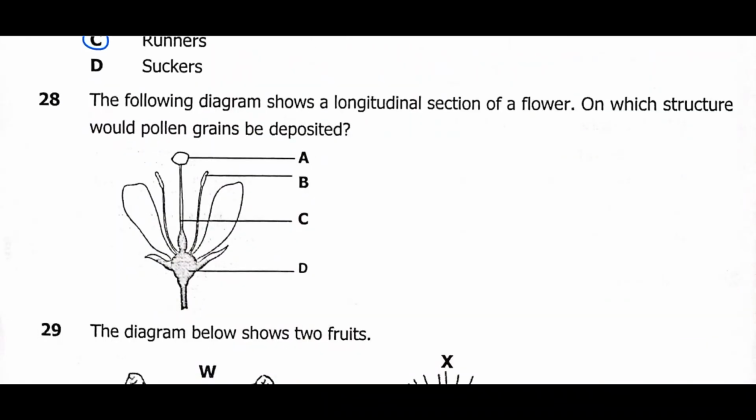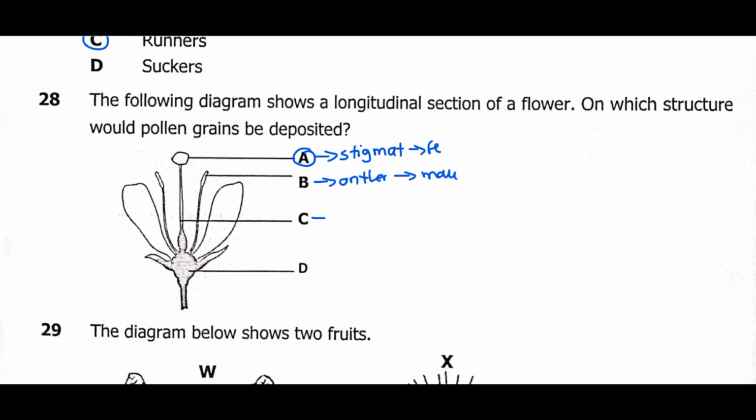Question 28: The following diagram shows a longitudinal section of a flower. On which structure would pollen grains be deposited? So the answer is A. This is the stigma, and the function of the stigma is to receive the pollen grains. Then B is the anther. The anther is the male part which produces pollen grains, while the stigma is the female part which receives them.